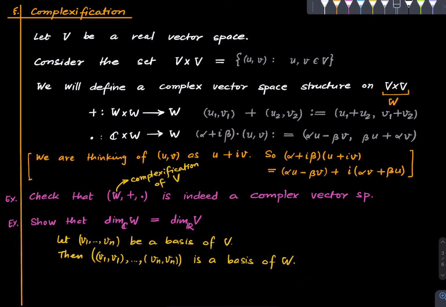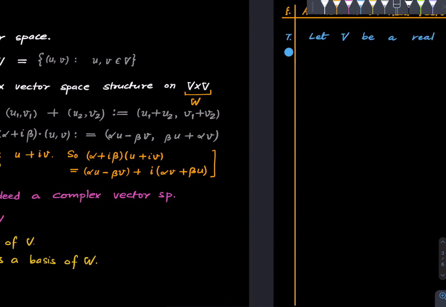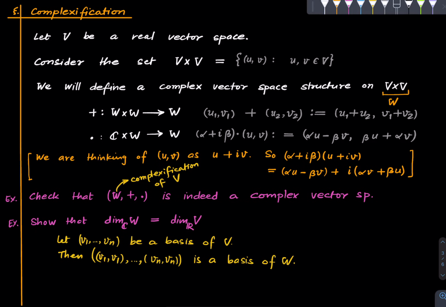Anyway, that's there. And now we need one more thing. Just like we have a vector space V which is real, and we construct a complex vector space out of it, suppose we were given an endomorphism.